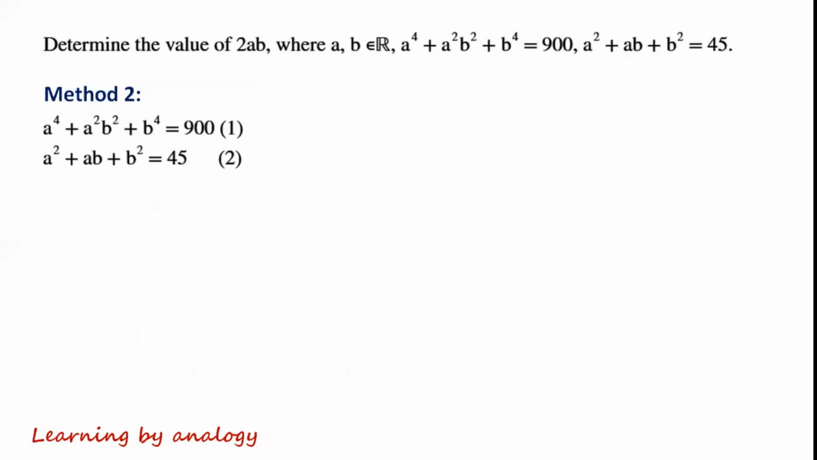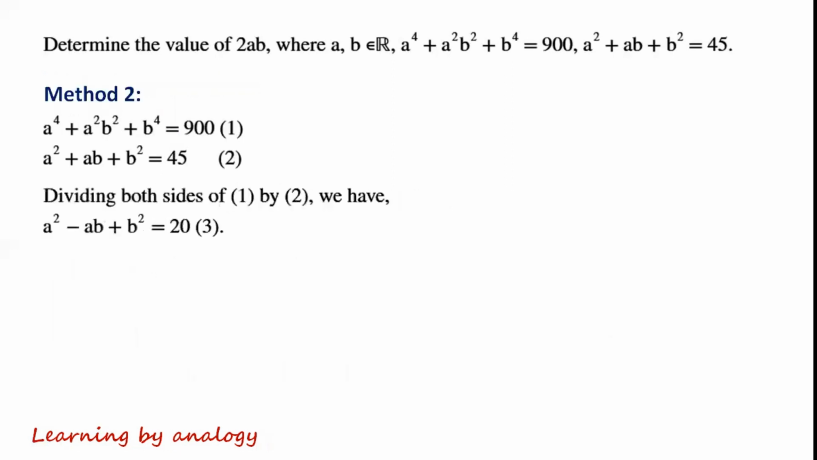Now we have an alternative method. Divide both sides of equation 1 by equation 2. We then have a squared minus ab plus b squared equals 20. Equation 2 minus equation 3. We then have 2ab equals 25.